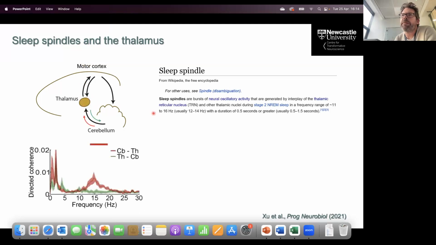And then we again repeated the directed coherence analysis. What I'm showing you here is directed coherence between the thalamus and the cerebellar cortex. And you can see again, we don't see any spindle directed causality from the thalamus to the cerebellum, but when we look from the cerebellum to the thalamus, we do see this peak at spindle frequency. So it really does seem consistent with the idea that these spindle oscillations in the cerebellum seem to be driving the spindle oscillations in the thalamus and the neocortex.